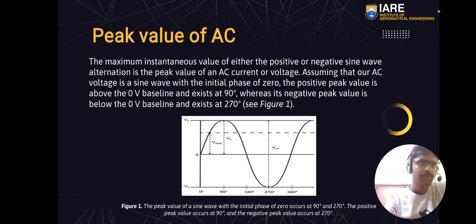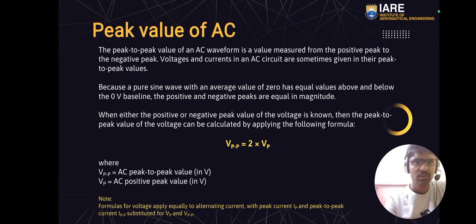So here we can see a graph which indicates a voltage maximum and minimum, and these can be clearly observed at 90 and 270 degrees. This describes the peak value of AC. The peak to peak value of an AC waveform is a value measured from positive peak to negative peak.